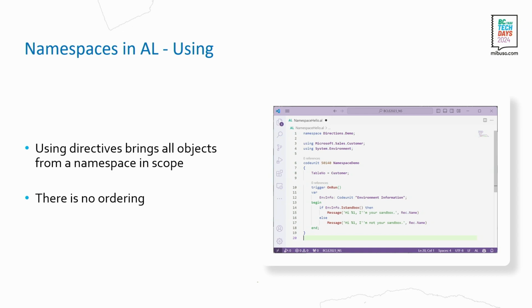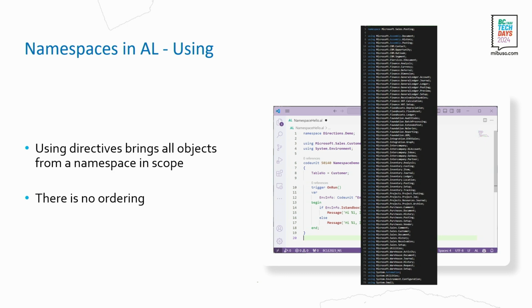So what does that mean? It just means that if you don't have access to Microsoft Sales and you add a using statement, then everything in the Microsoft Sales namespace will now be accessible within this file. There's no ordering of this, so it doesn't matter if you put Microsoft first, Microsoft last, or not at all, maybe.